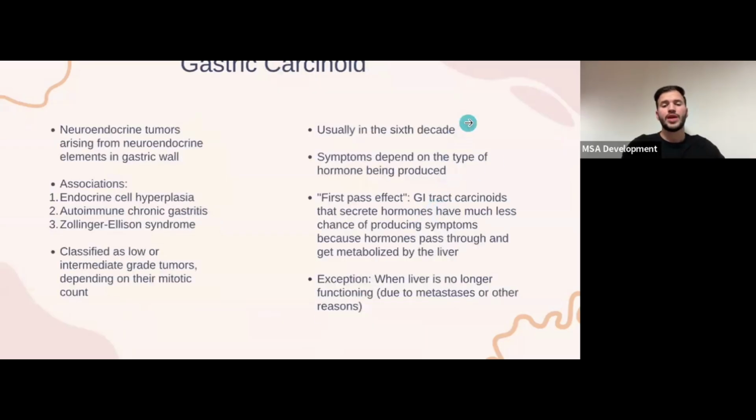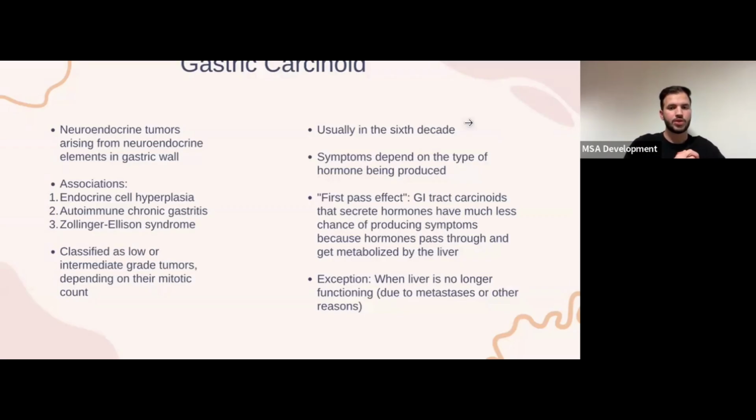Now, let's go to the gastric carcinoid. What is carcinoid? Carcinoid is a neuroendocrine tumor that arises from the neuroendocrine elements, and because it's gastric, obviously, it's from the gastric wall. What's the difference between carcinoid and the gastric carcinoma? Carcinoids grow slower than the usual cancer. And they are associated with endocrine cell hyperplasia, autoimmune chronic gastritis, and Zollinger-Ellison syndrome. We've mentioned this syndrome before. And they are classified as low or intermediate grade tumor, depending on their mitotic activity and count.